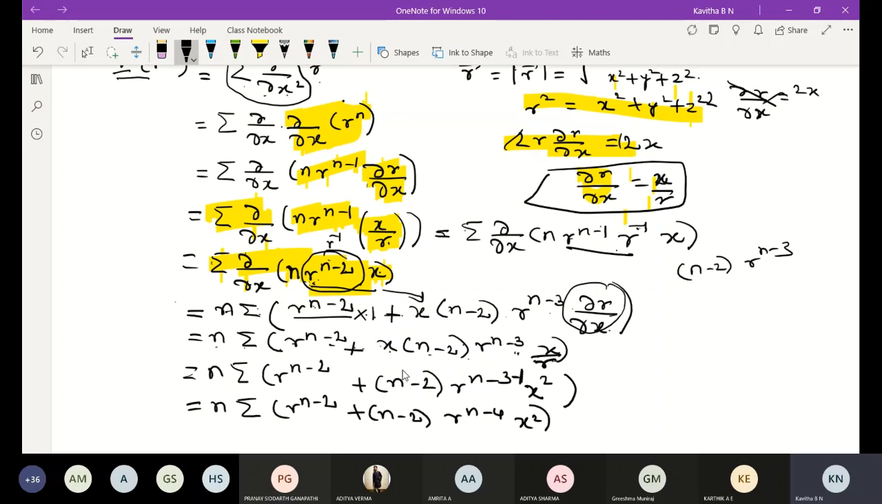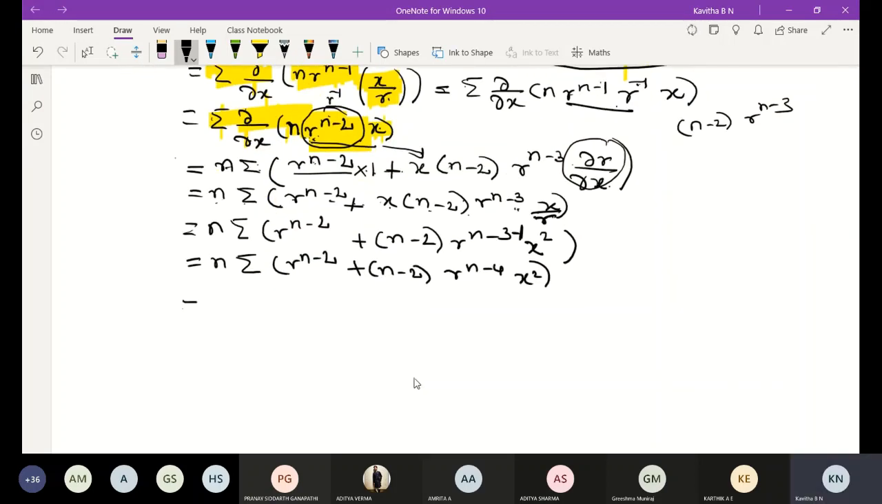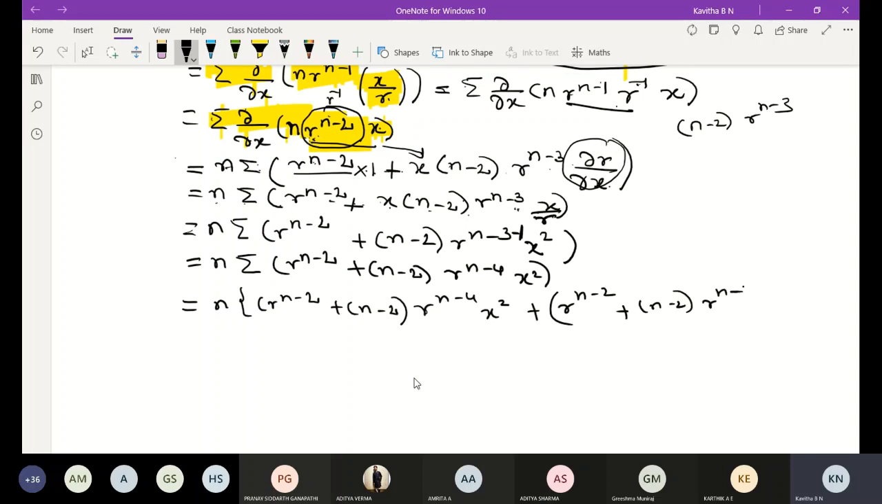Okay, then expand it. Expand it here: n into the summation of r to the power of n minus 2. We are not writing summation here, we are expanding. r to the power of n minus 2 plus n minus 2 r to the power of n minus 4 x square, the next r to the power of n minus 2 plus n minus 2 r to the power of n minus 4 into y square. Okay.